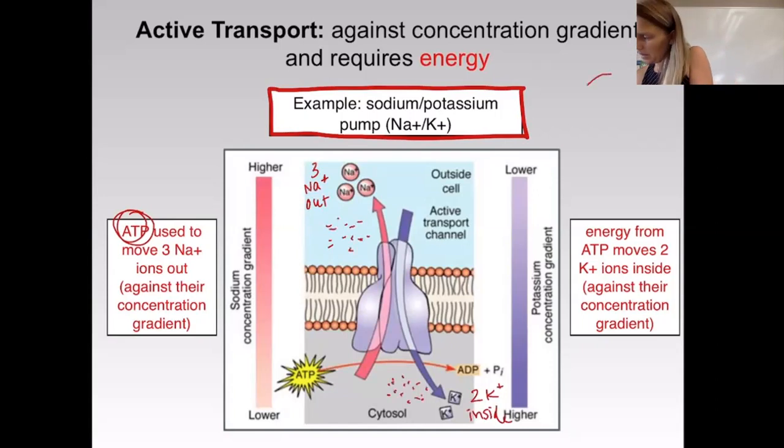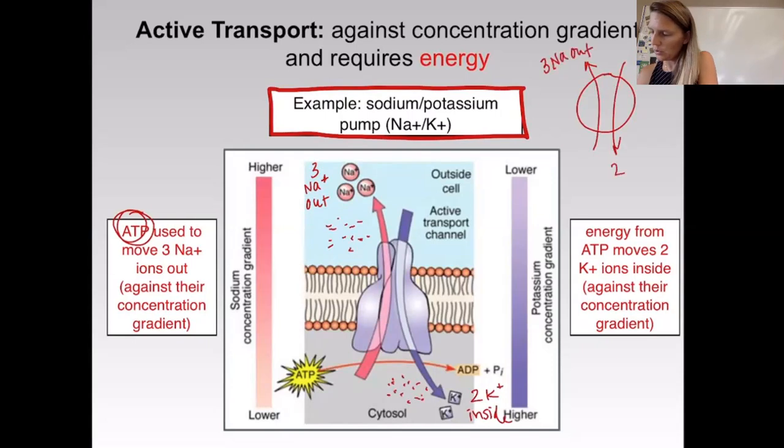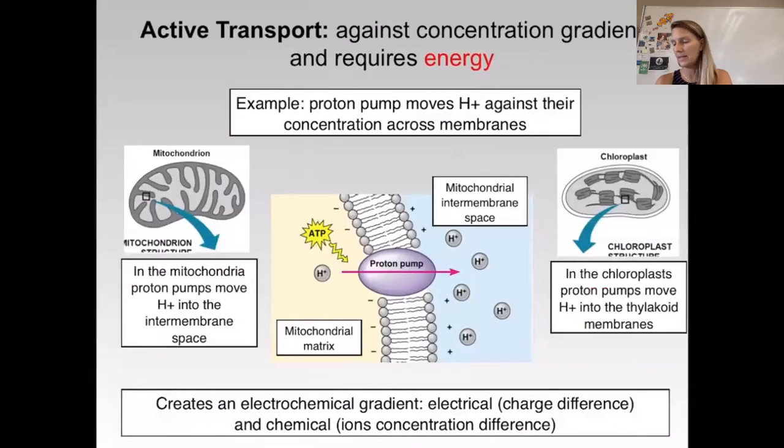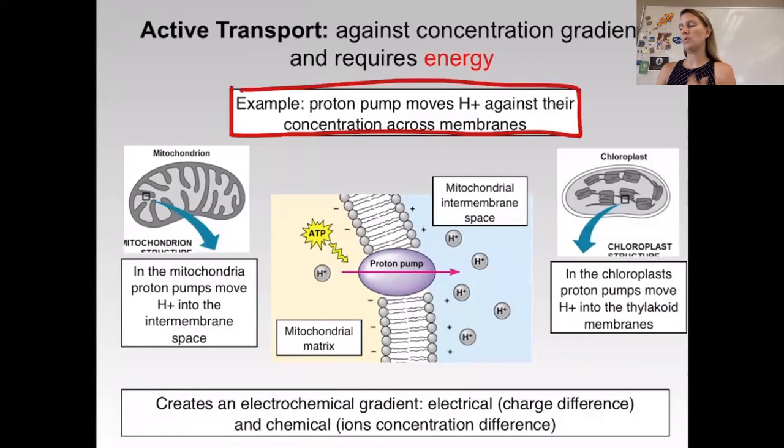So this pump uses ATP, and you can see 3 sodium out, 2 potassium in, here's the membrane, both going against their concentration gradients, right? And that is going to take ATP to do that, right? Another example of active transport is the proton pump, moving hydrogens against their concentration gradient. And we are going to see this in both mitochondria and chloroplasts coming up.